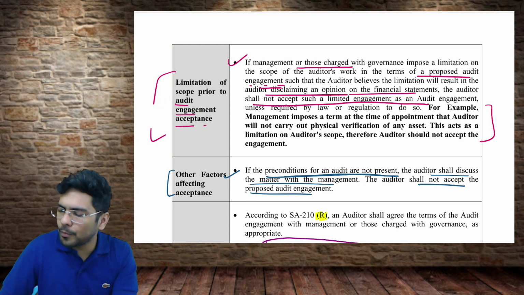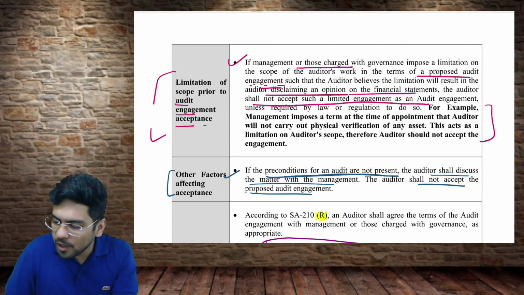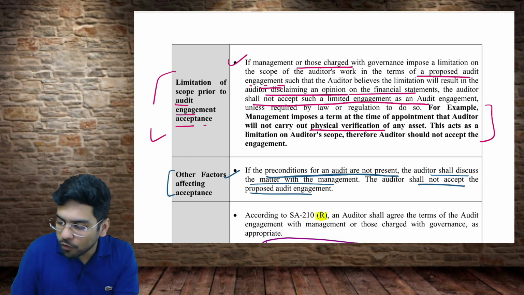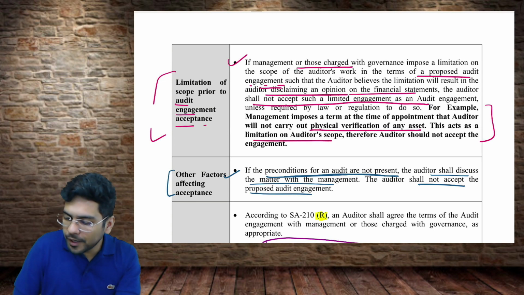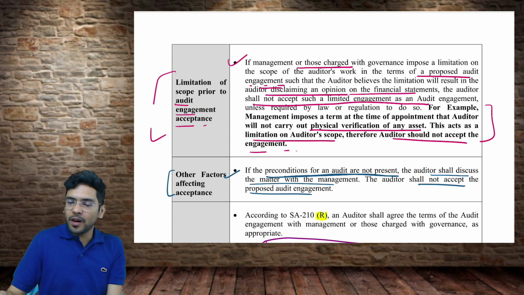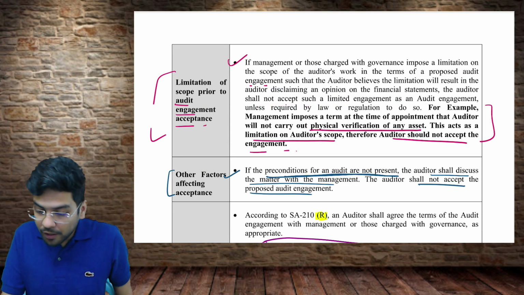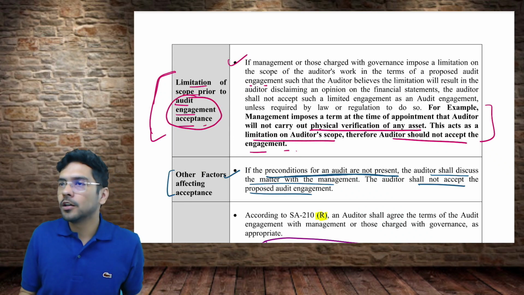For the example part, you can only read the example, the rest is not very important. For example, management imposes a term at the time of appointment that the auditor will not carry out physical verification of any asset. This acts as a limitation on auditor scope. Therefore, the auditor should not accept the engagement. The example will perhaps give you a better understanding; you don't have to read the content part. But this is limitation of scope prior to audit engagement acceptance, so you are not going to accept.